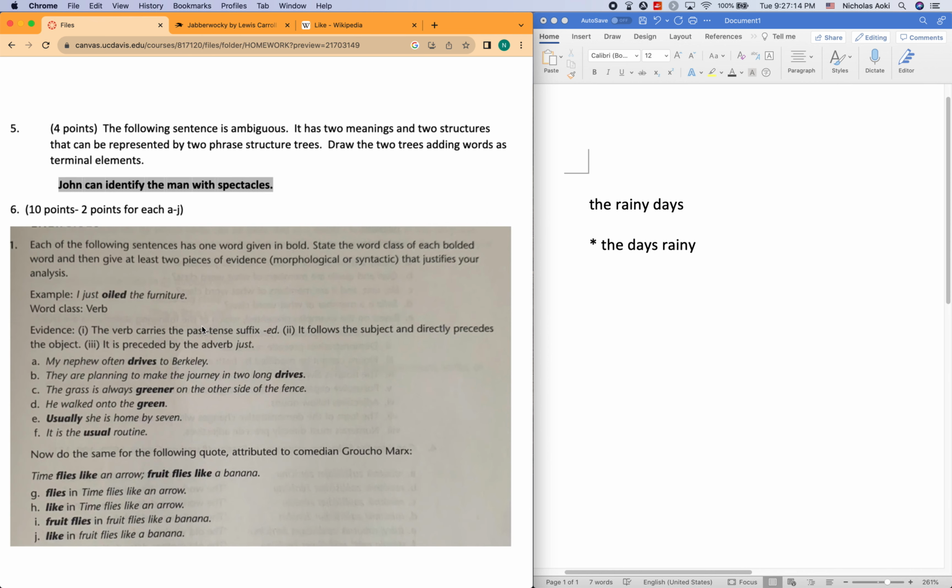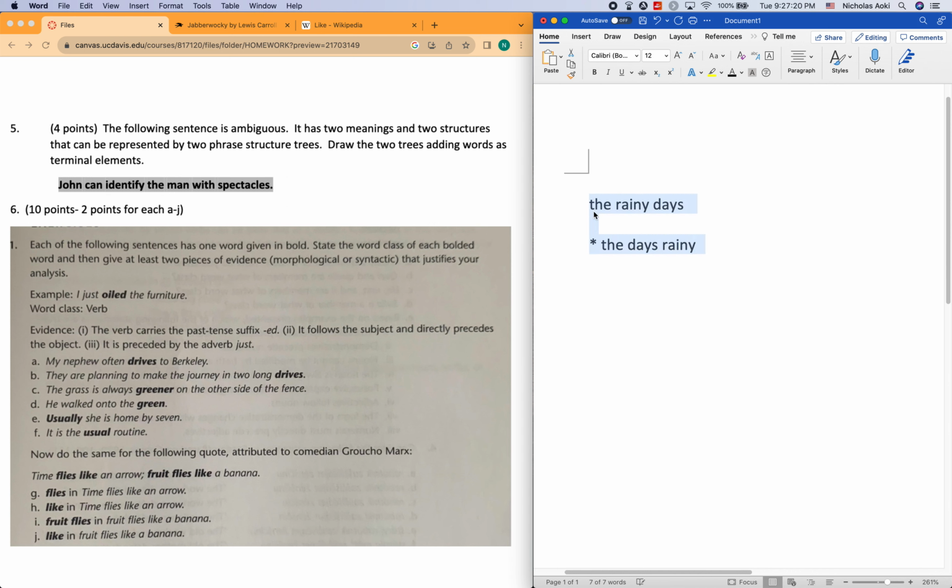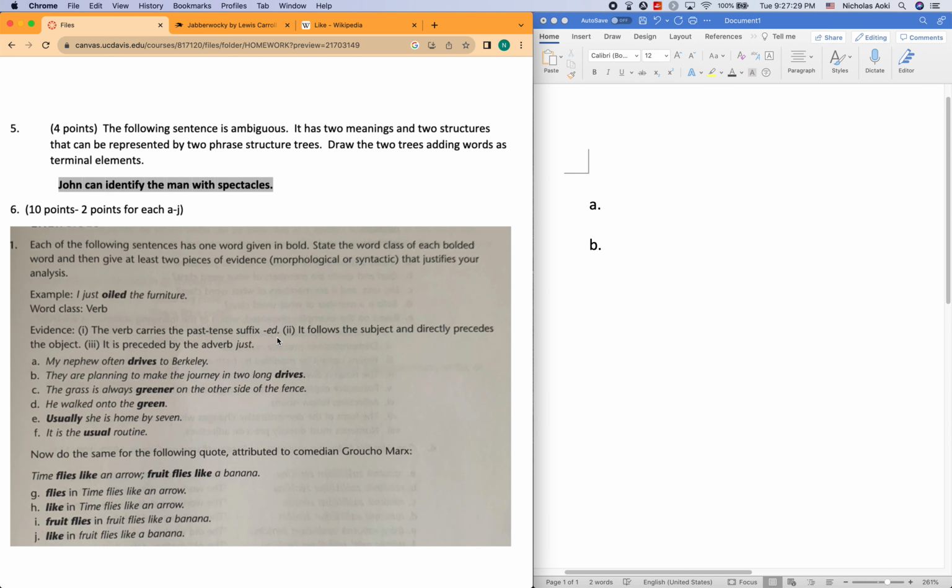So in question 6, let's start with the first 6 sentences, A through F. And notice that they're in pairs. So A and B go together. Both have drives as the bolded word, but they're going to be from different categories. So A says, "My nephew often drives to Berkeley." B is, "They are planning to make the journey in 2 long drives." So both end in the suffix s. That's morphological evidence.